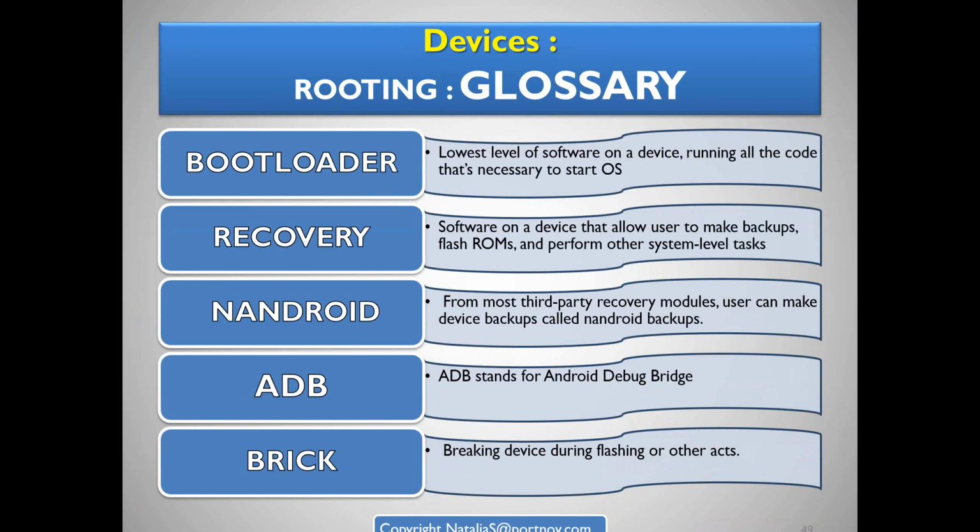Then we have a very interesting name, Nandroid. Most third-party recovery modules let you make backups of your phone, and we call it a Nandroid backup. It is a very essential system image of your phone, and it grabs exactly how your phone looks right now.